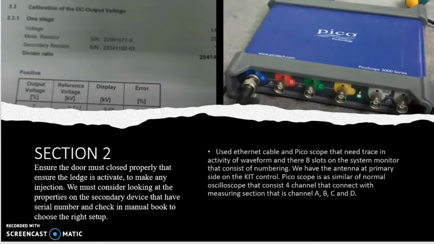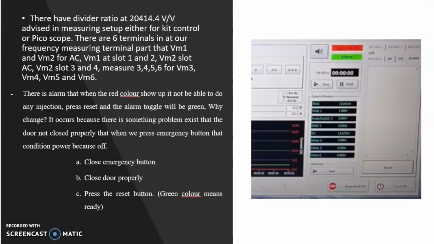Before making any injection, we must look at the properties of the secondary device that has the serial number, and check the manual book to choose the right setup. Next is the divider itself. The divider ratio is 4.4 voltage per voltage, advised in the measuring setup either for the kit number or the picoscope.